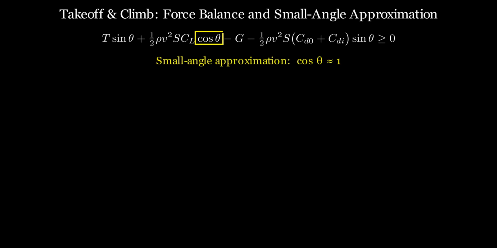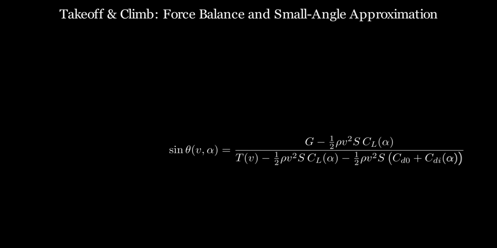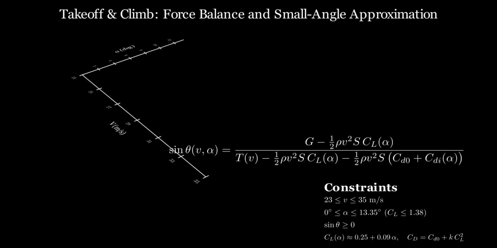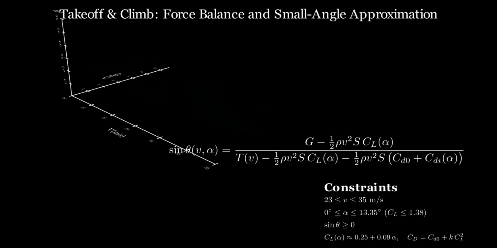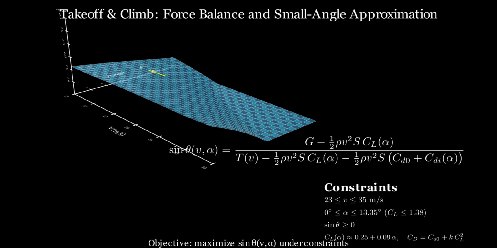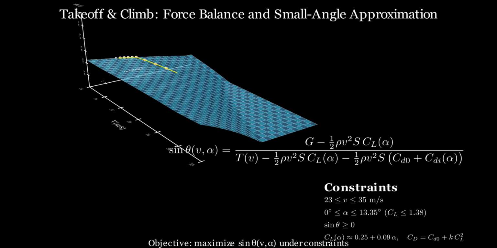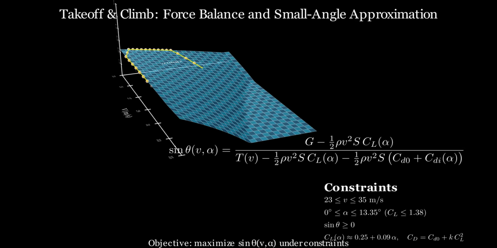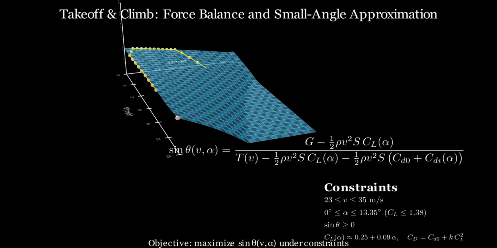Here, the independent variables are the flight speed and the angle of attack. However, several constraints must be taken into account. The upper limit of the lift coefficient is restricted by the stall angle of attack during climb, which is 13.35 degrees. The speed range is between 23 and 35 meters per second. The climb angle must be non-negative, meaning sine gamma greater than 0.